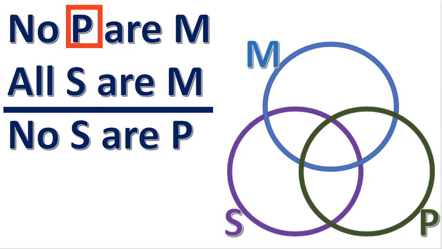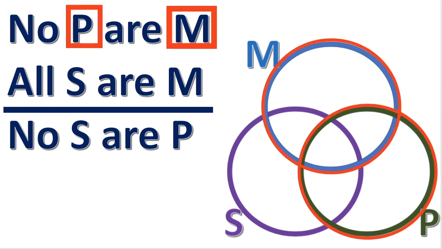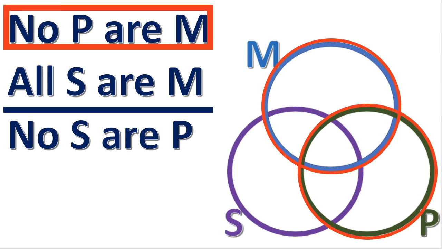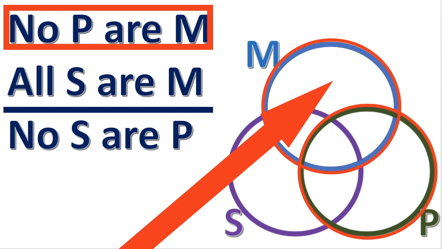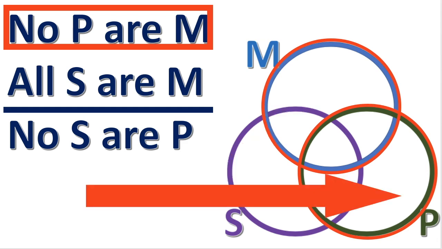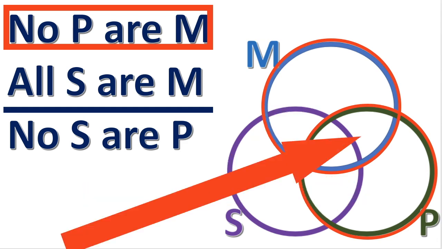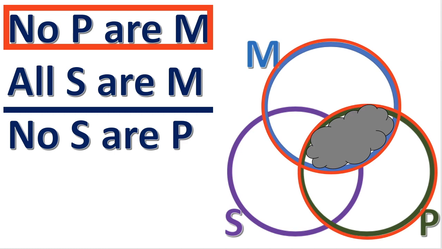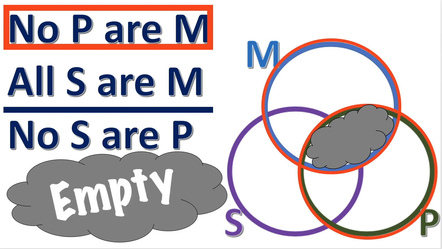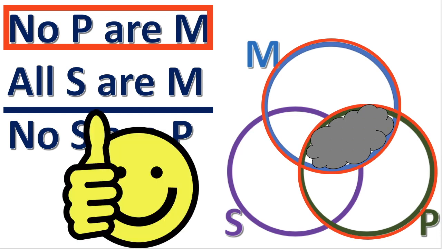Now, since it concerns the P and M circles, we focus only on those circles. Now, the premise says that no P are M. Nothing in the P circle is in the M circle, so we shade this area where the 2 circles overlap. Shading means that this area is empty. The first premise is entered.